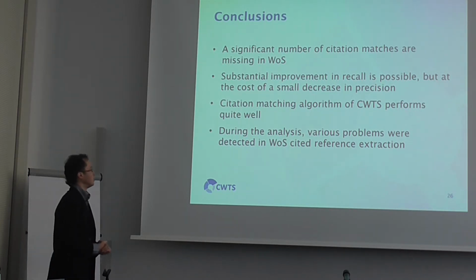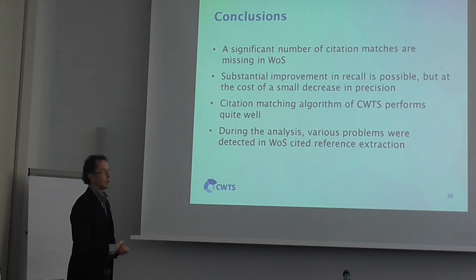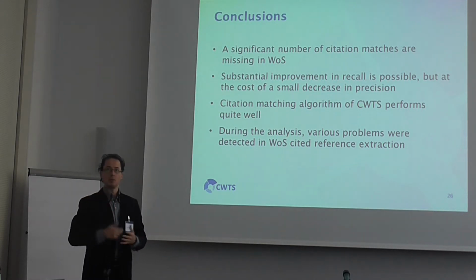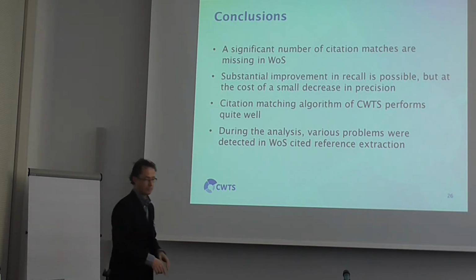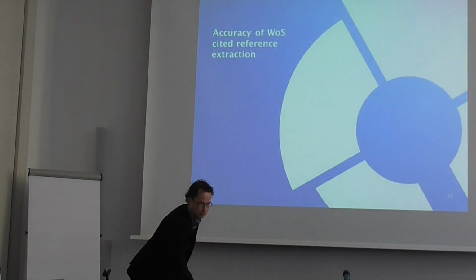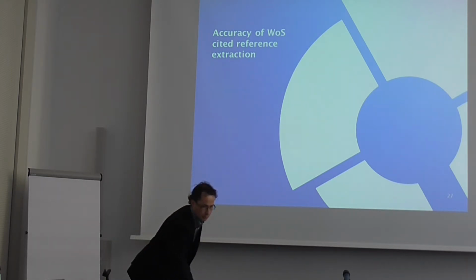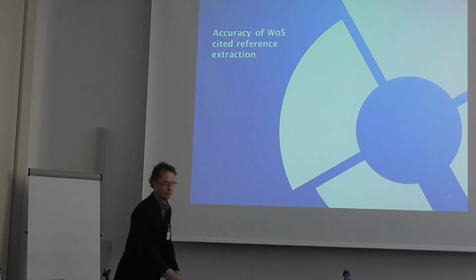Citation matching algorithm of CLTS performs quite well, and I think quite interesting, during the analysis various problems were detected in the Web of Science cited reference extraction. So I already told you, we have found cited references that contain errors. And this is in fact the second topic that I would like to present. So the accuracy of the Web of Science cited reference extraction.